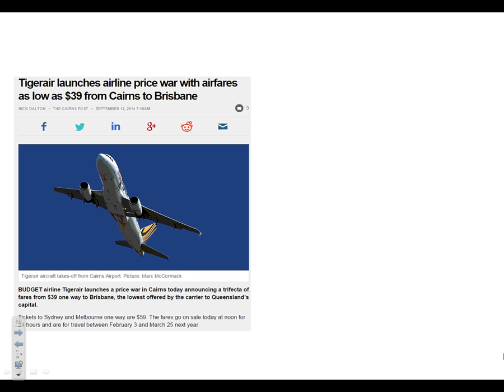Before I mentioned the fact that when you're aiming to have lower costs than your competitors, you can't ignore quality. Here's a little snap from Tiger Air, launching an airline price war with airfares as low as $39 from Cairns to Brisbane. And you guys know that Tiger Airline is the budget airline. They're all about lowest prices.